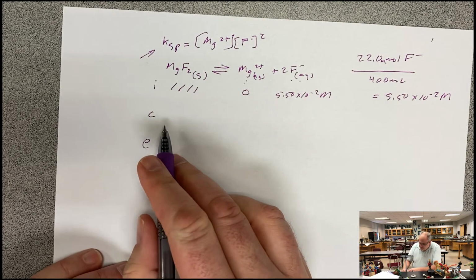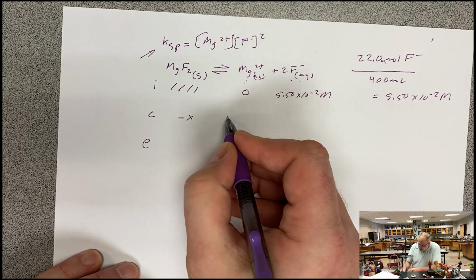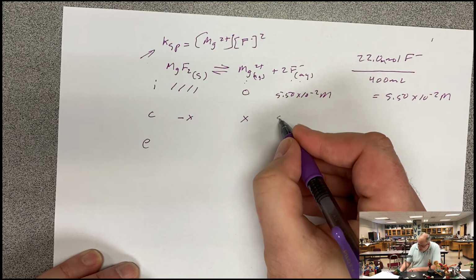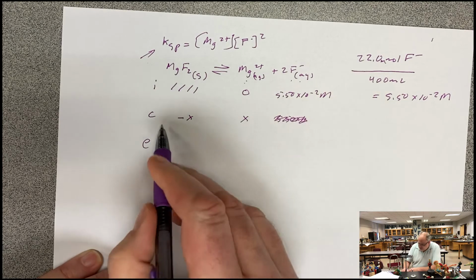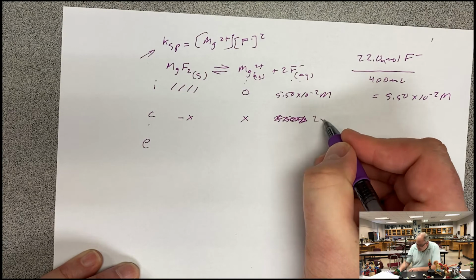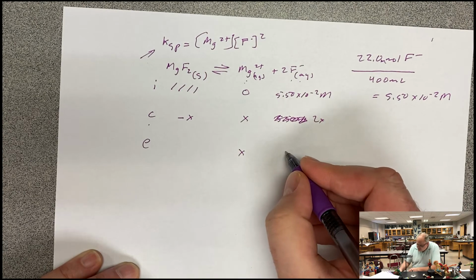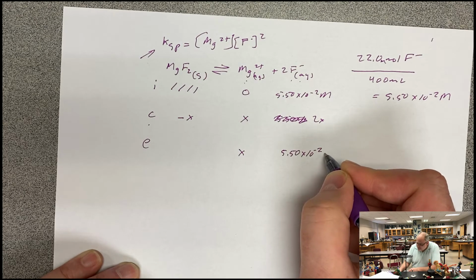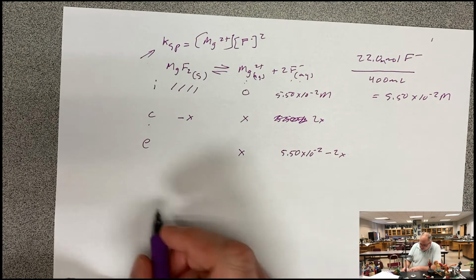Now, what's my change going to be? Well, we have solid being formed, so won't we lose x from this? And then if that happens, won't we end up with x here? Let me just scratch that because that's a terrible skipping of change. Wouldn't the change here be x and then 2x? I kind of jumped to the equilibrium state. And then in equilibrium, wouldn't this be x and wouldn't this be 5.50 times 10 to the negative 2 minus 2x? And if we put all that back into our equilibrium expression, what we have is this.